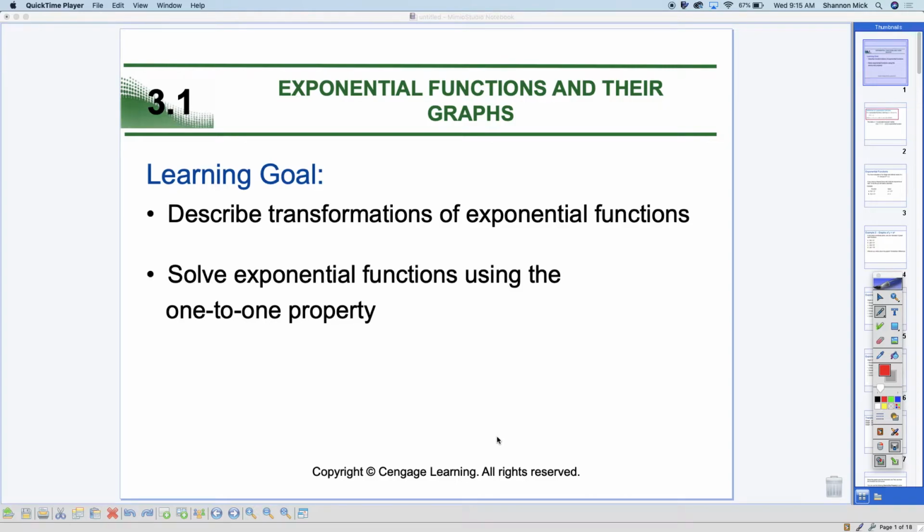Today we're starting our new chapter, chapter 3. We're going to be working on exponential functions and logarithmic functions throughout the chapter. Exponential and logarithmic functions are inverses of each other, which switch the domain and range. That's why we need to have them. We need to be able to solve for a variable when it's in either place, so we'll switch back and forth between those things.